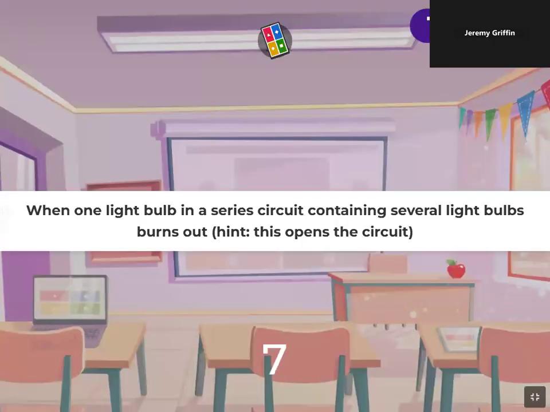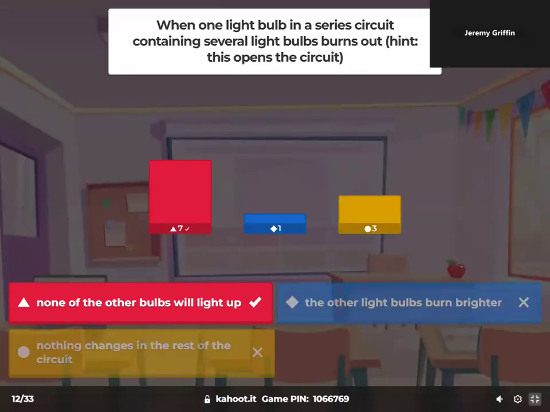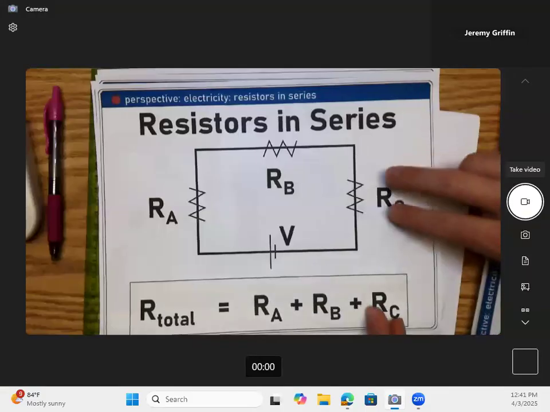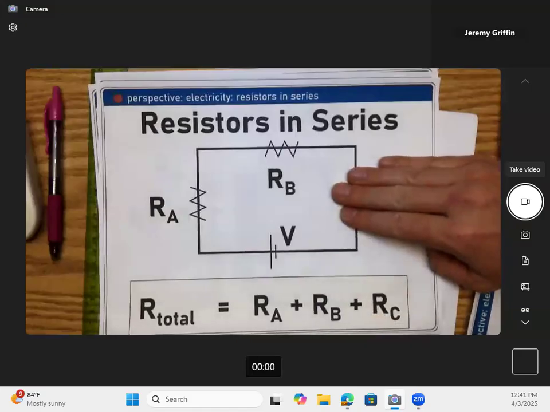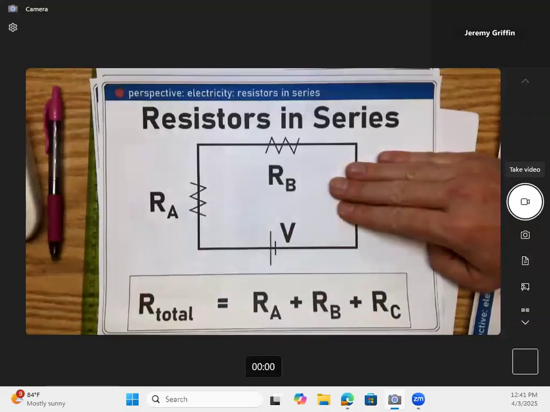All right. When one bulb in a series circuit containing several bulbs burns out, yeah, none of the other bulbs will light up. And I can show that to you guys. So here's 3 bulbs in series. What if one of these bulbs burns out? Doesn't that open the circuit? And now there's not even a path for the electricity to follow, is there? So the current can't get back. So now everything else turns off. It just opens the circuit.